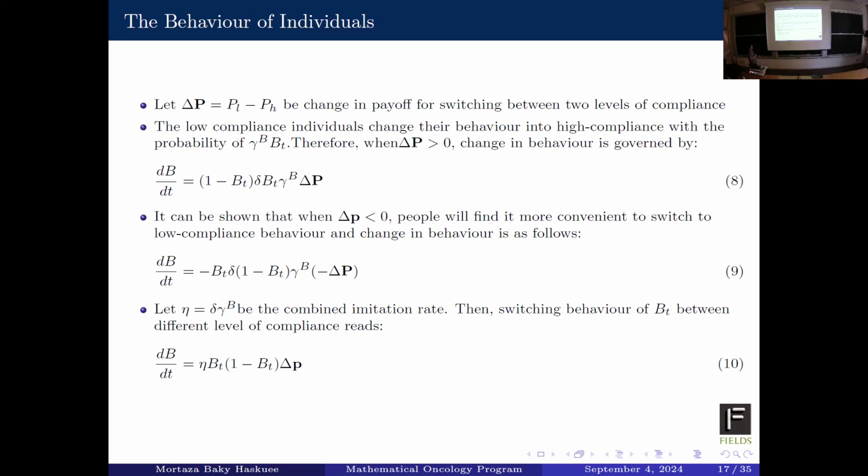Also, if delta P is less than 0, then the change in the behavior will be expressed by equation number 9, which shows how the people sample. As you see, B(t) is the response to the policy, so 1 minus B means not responding. We can assume that eta is the average, and when we combine them, the deriving equation is dB/dt, which shows the change of the behavior over time in response to the change in delta P, positive or negative. So it depends.